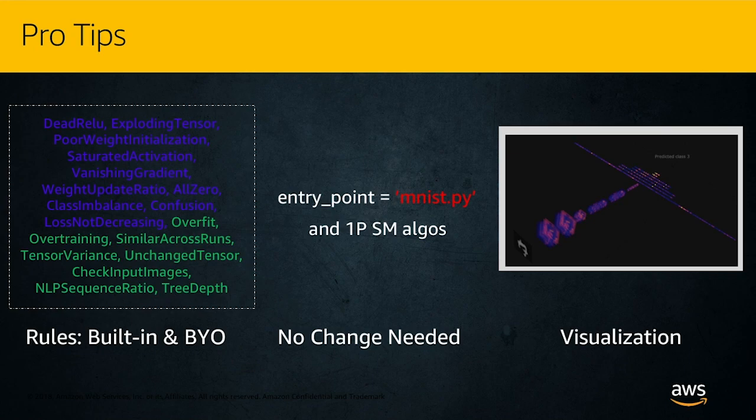We have this concept of no change needed, and so when you're bringing a script, so when you're in script mode, and when you're using the built-in SageMaker algorithms, you actually don't need to modify your scripts to use debugger. Right, you can actually just add a debugger hook config, and start to add debugger to those jobs straight away. And then lastly is that visualization, right? I mean, it's been said that a picture is worth a thousand words. That is so true. That is so true in data analysis. That is true in technology. Strongly encourage folks to take advantage of the viz.